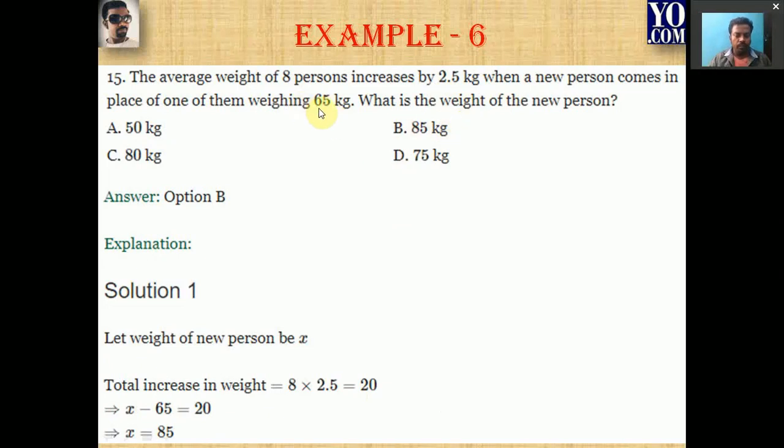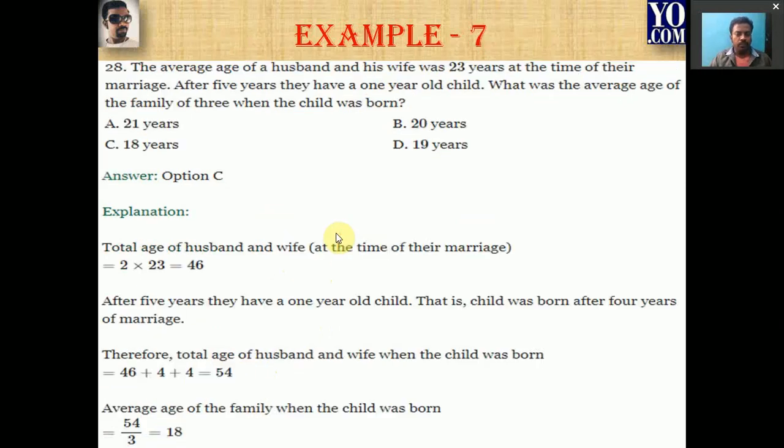Here we have the 65 kg person who was replaced. So x, the weight of the new person, minus 65 is equal to 20, the total weight increase. Then x equals 85. Understand? So what is the weight of the new person? The new person's weight is 85. Right?